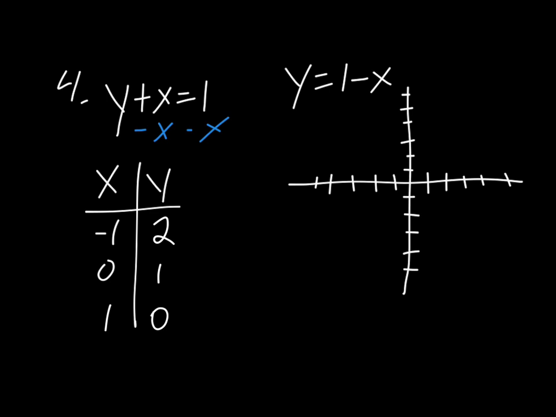But you've got to plot them right. So -1, 2, so somewhere up here. 0, 1, and 1, 0. Do you have a line? Yeah. All right, then you're doing it right. Does your line look like that? Yep. You're doing it right. Is that okay?